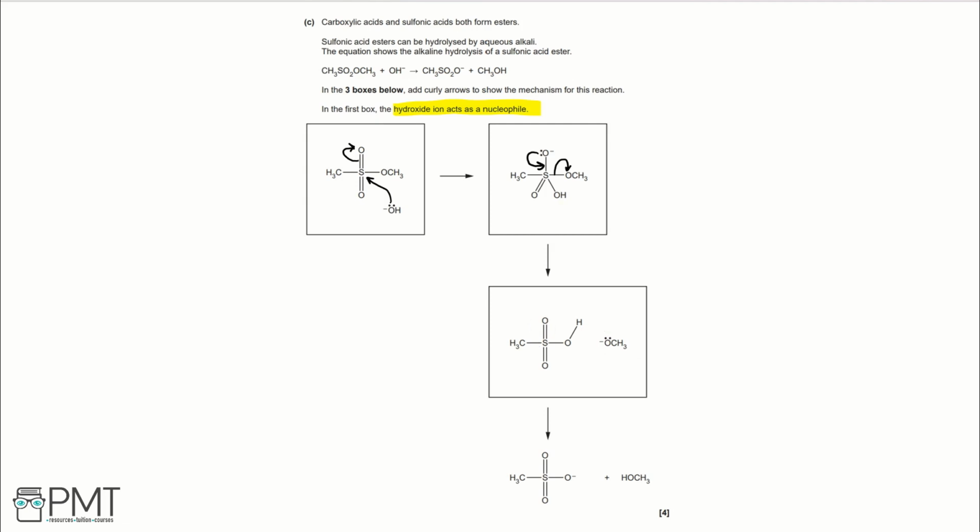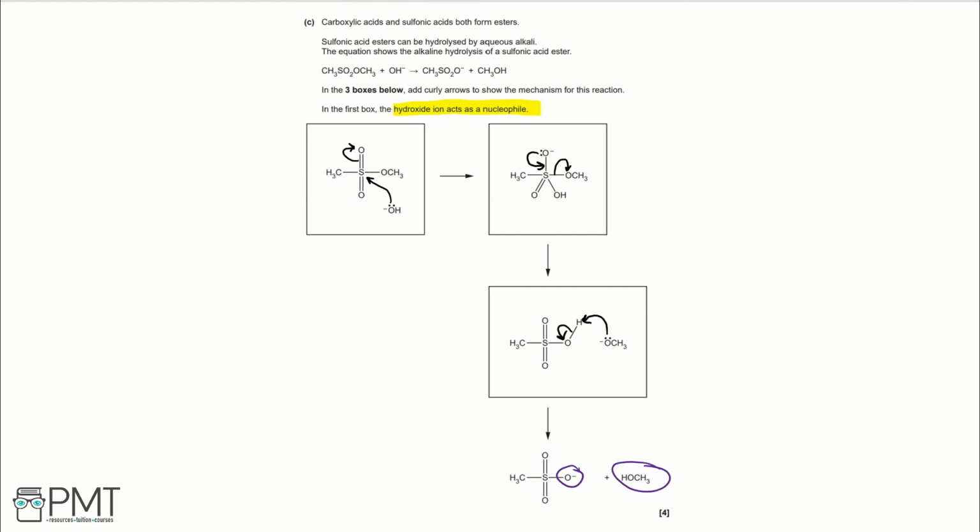Then finally, we're trying to lose this hydrogen on the SOH and produce an O-, and then also have as another product HOCH3. So what we're going to do is have a curly arrow from the double bond on the oxygen to the hydrogen, and then from the oxygen-hydrogen bond onto the oxygen, and that will produce this O- charge in our final product, and we'll also get HOCH3.